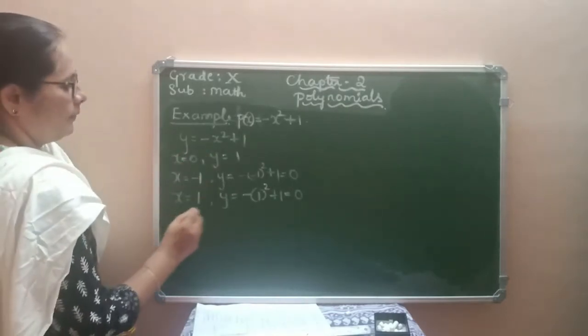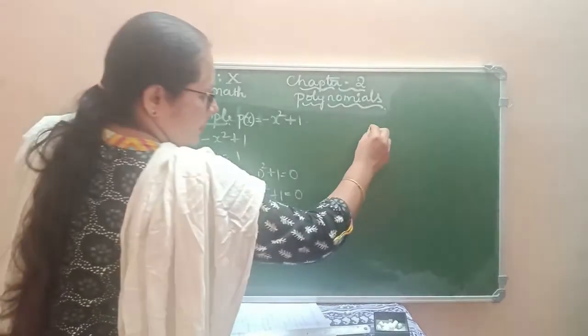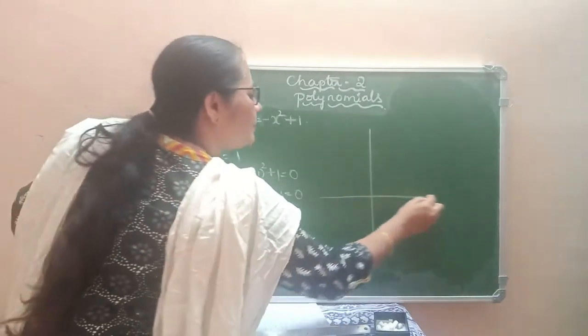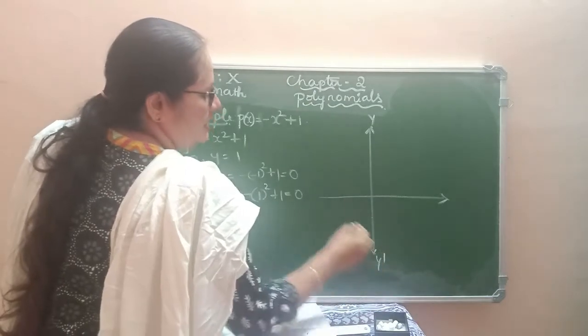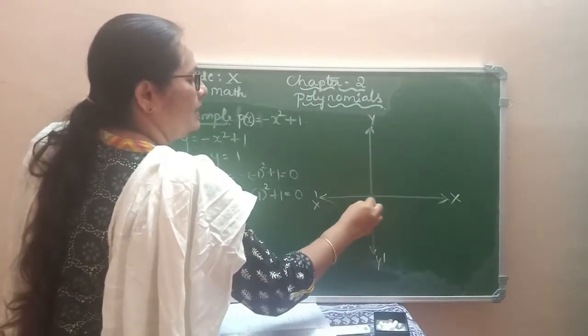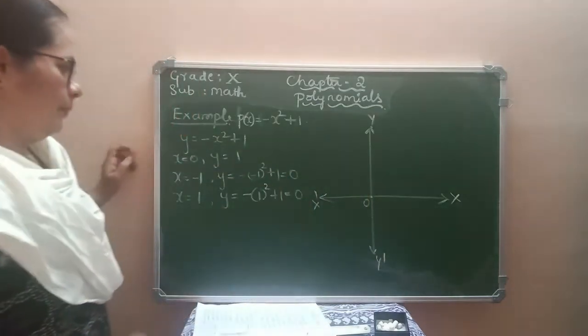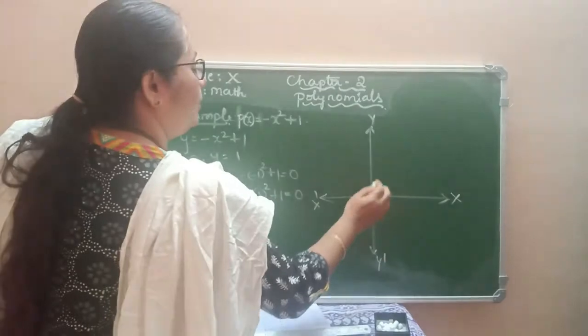Then now we plot the graph for these points. So the vertical axis, y-axis, and the horizontal axis, x-axis. Both intersect at point O. Okay. Now we locate these points. When x is 0, y is 1.